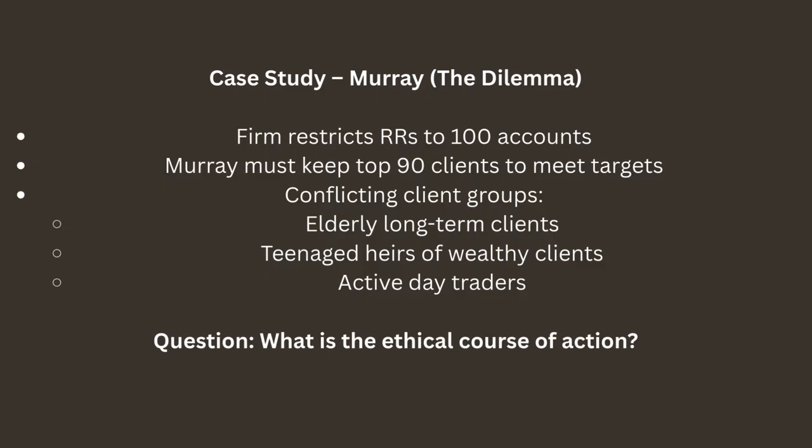So, the dilemma here is that the firm restricts RRs to 100 accounts, and Murray first must keep the top 90 clients to meet targets. There are conflicting client groups that were discussed: the elderly long term clients, the teenage heirs of wealthy clients, and active day traders. What is the ethical course of action?